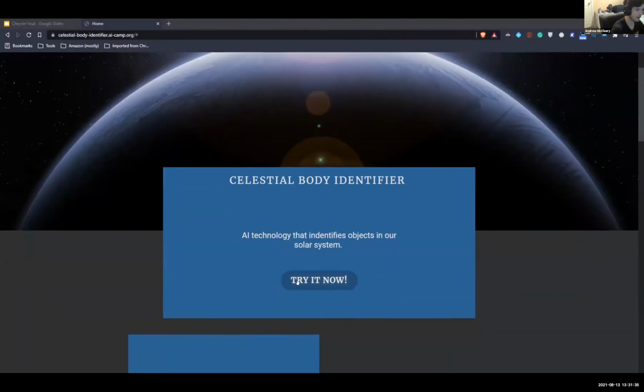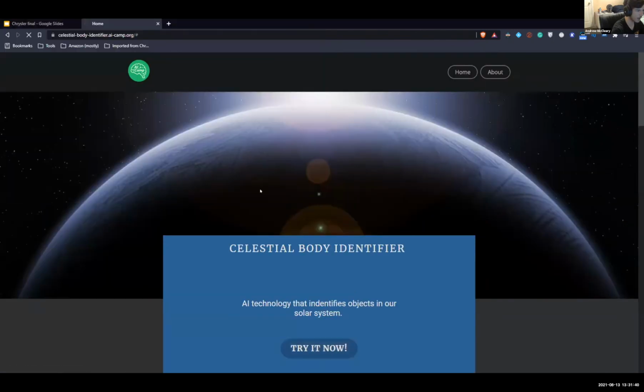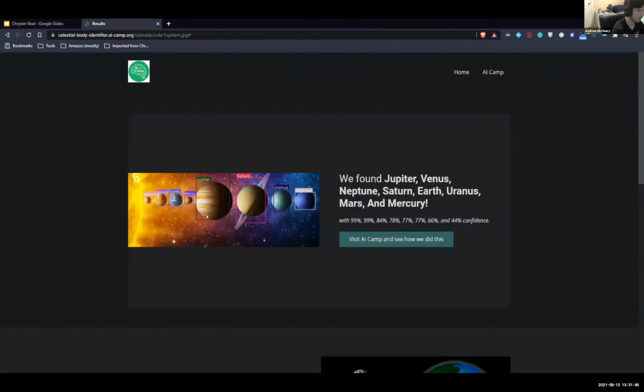All right. So here's a demonstration of the AI in action. I'm choosing just any image out of my computer. This one is of all the planets in the solar system, and you can see that it labels all of them correctly in order as well, and then shows the confidences down here. Most of them are pretty high confidence.